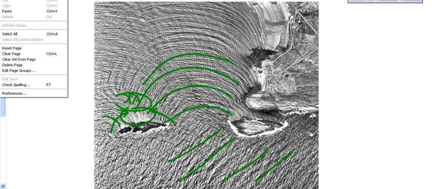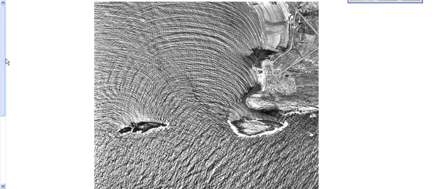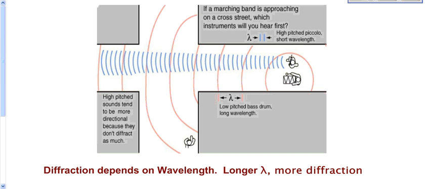So diffraction and interference, the two properties go hand in hand. Where there is diffraction, there typically will always be interference to follow. The wavelength dependence. So here's the general rule. The smaller the wavelength or the higher the frequency, the more directional the waves are, which means that longer wavelengths diffract more than shorter wavelengths. So again, longer wavelengths diffract more. They spread out more than shorter wavelengths.